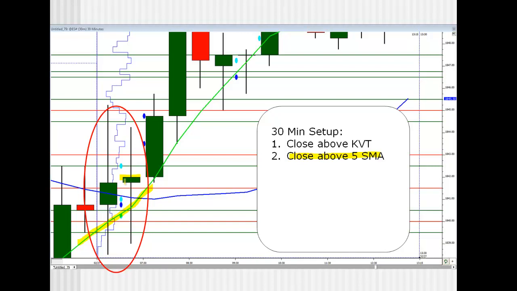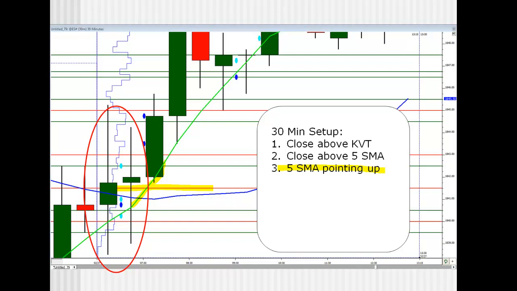But don't rely just on those 2 parameters. There are a couple of more pieces of evidence that you want to have on your side. Let's take a look and see what they are. In addition to the close above the 5, you want the 5 simple average to be pointing up. You don't want it to be horizontal. You want it to be pointing up, as is the case here. That's the direction that I want. So I close above it, and it's pointing up or pointing higher.